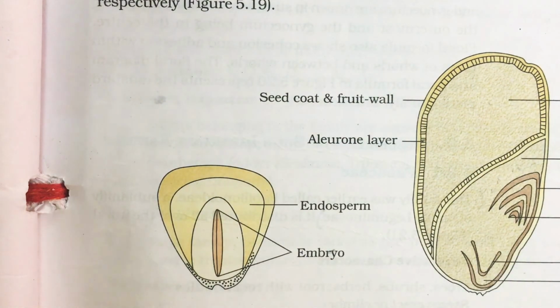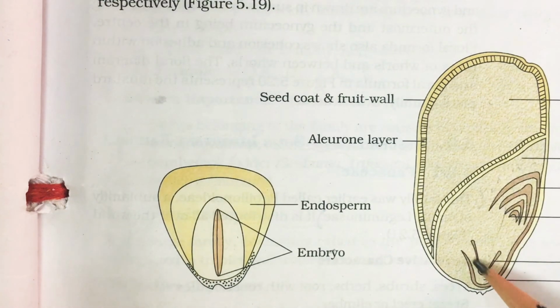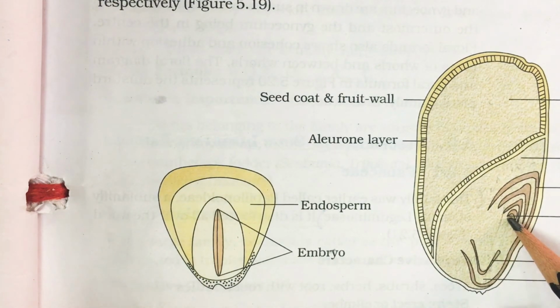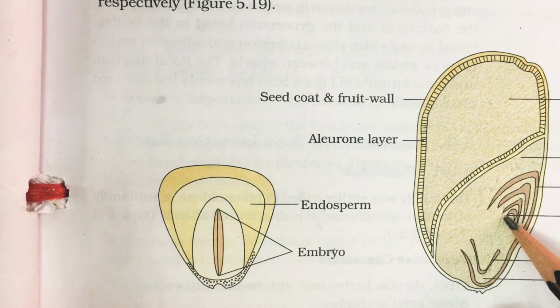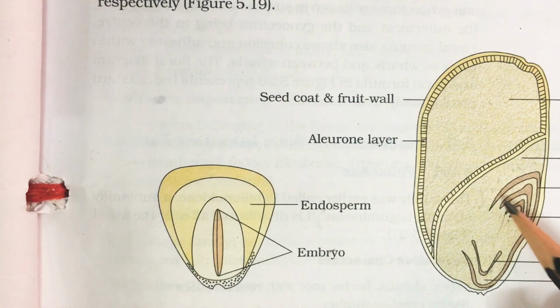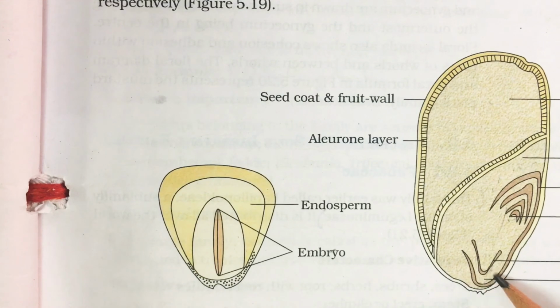And a short axis with the plumule and the radicle. Lower side radicle, upper side plumule. The plumule is enclosed in a sheath known as coleoptile and the radicle is enclosed in a sheath known as coleorhiza.